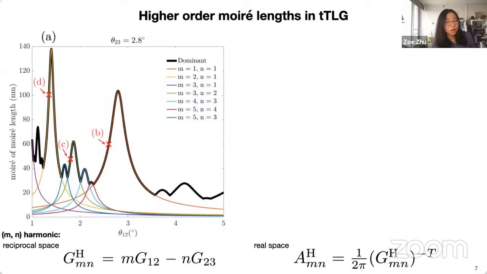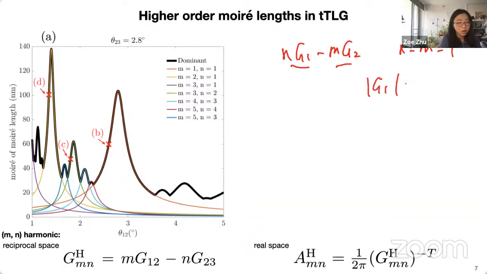Okay, now it's back. So a more general case is that you can take linear combinations of the difference of the moiré pattern, namely M G1 minus M of G2. And basically the dominant moiré pattern would be when the difference between these two terms is the smallest. In a bilayer graphene, one can clearly see that the smallest distance happens when n equals m equals 1, because in this case the magnitudes of G1 and G2 are equal.